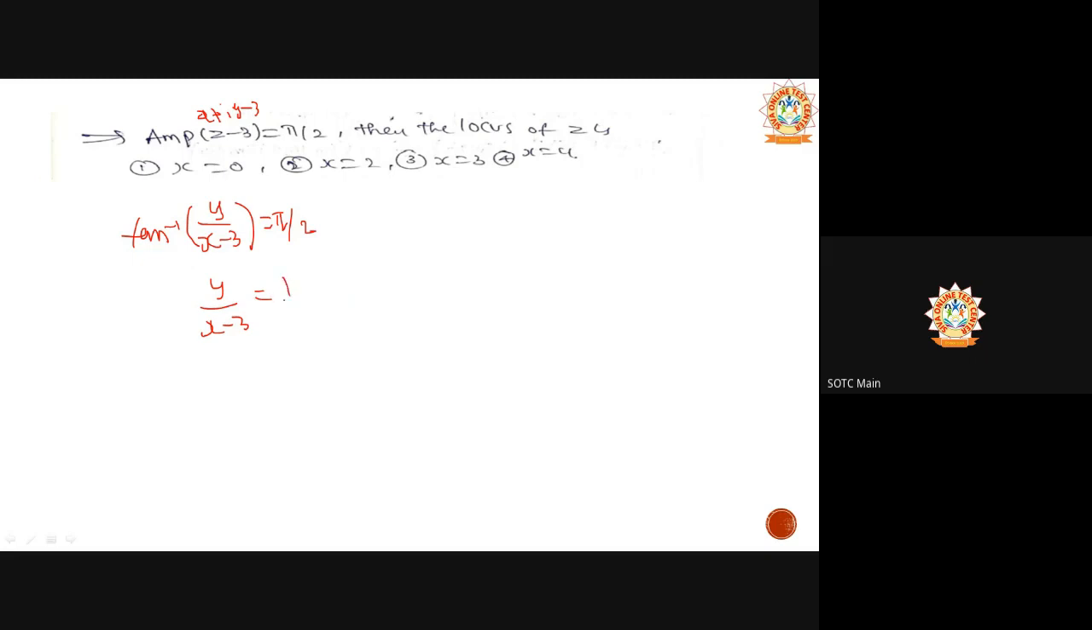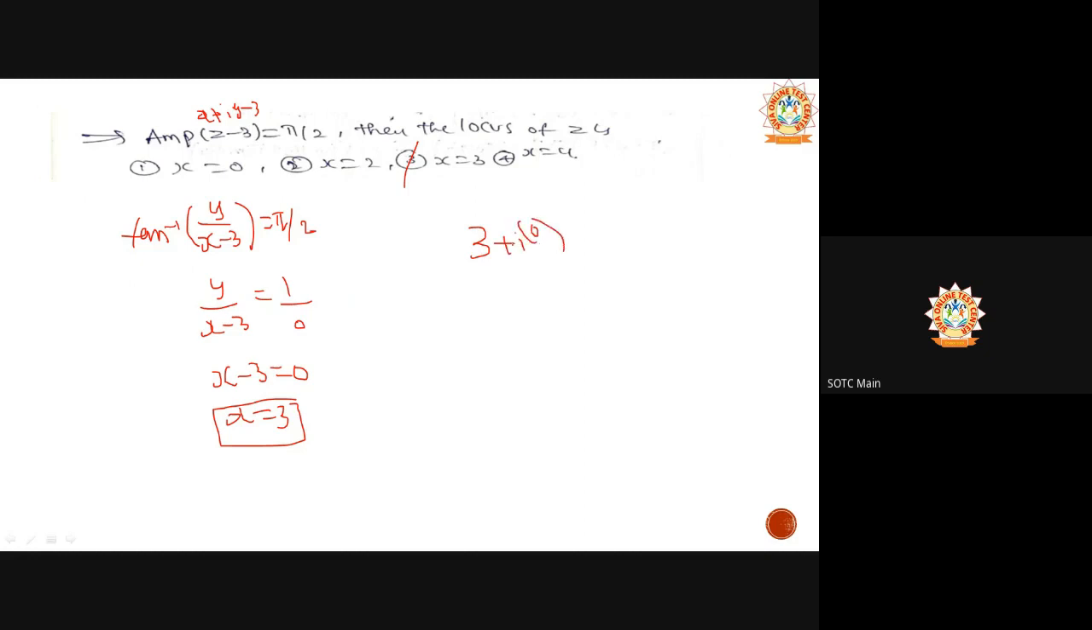Infinity, right? So I'm writing it as 1 by 0. If you do cross multiplication, x minus 3 is equal to 0, so x is equal to 3. So the locus of z is x is equal to 3, right? So we can say this complex number is 3 plus i0.